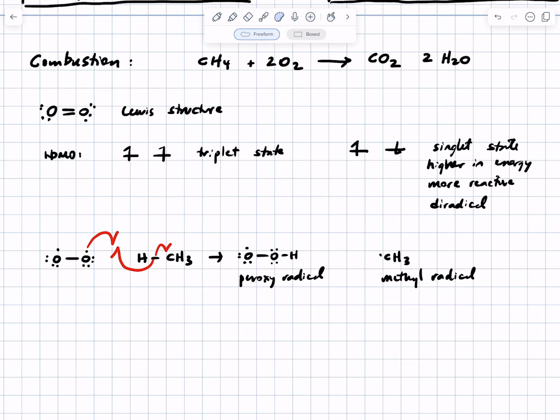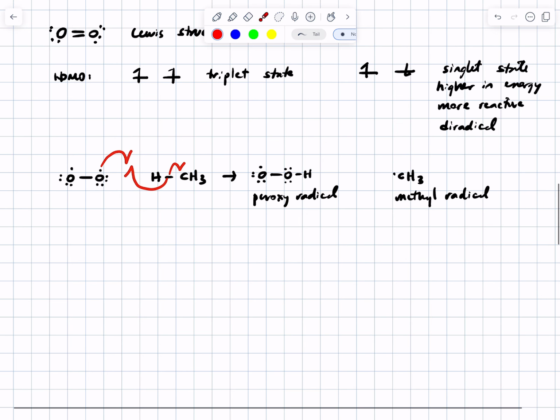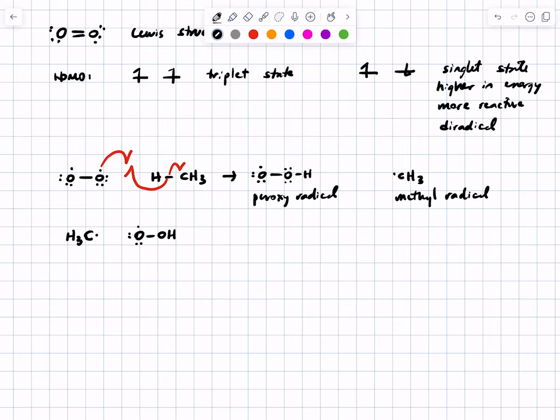If you look at what we need to do overall, we need to oxidize the carbon by decreasing the number of CH bonds and increasing the number of CO bonds. We've just removed a hydrogen, but now how might we increase the number of CO bonds? And it turns out that the methyl radical can find a peroxy radical and make a new carbon oxygen bond, and that's methyl peroxide.